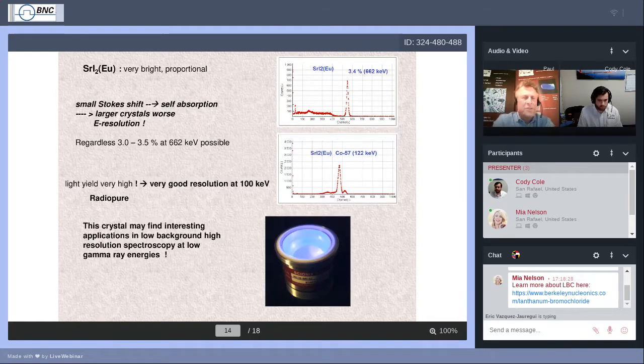Another newer high-resolution material is strontium iodide. It's an extremely bright scintillator. It is proportional, which means that we can achieve good resolution with it. It suffers from a rather small Stokes shift.